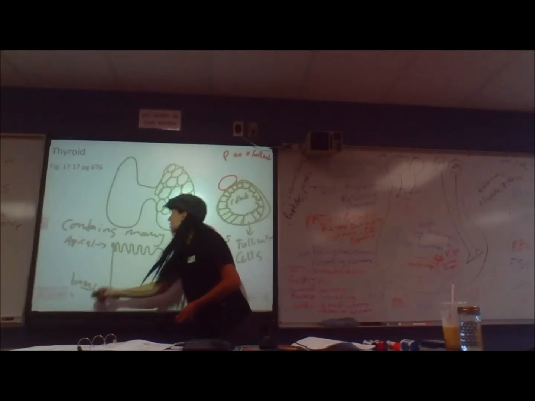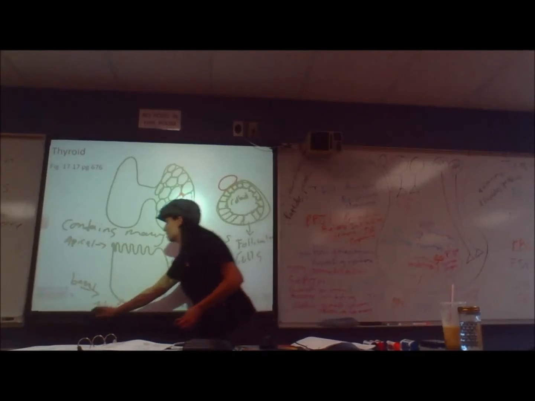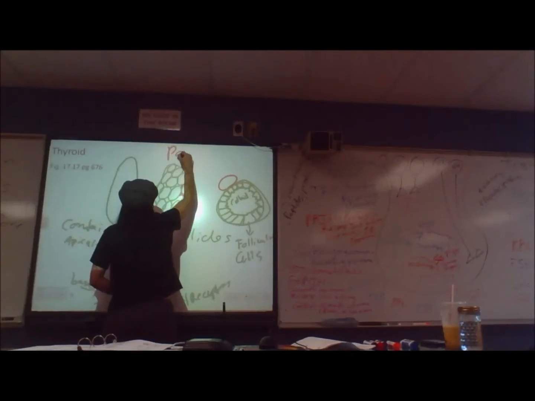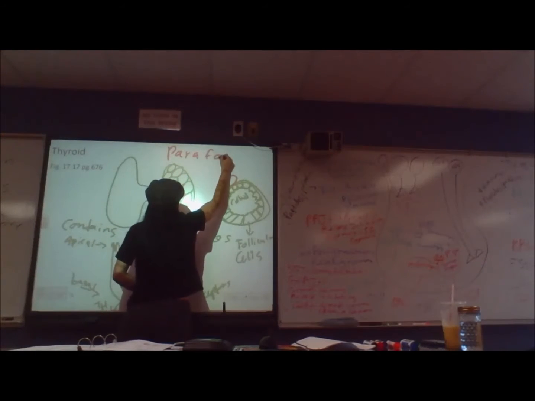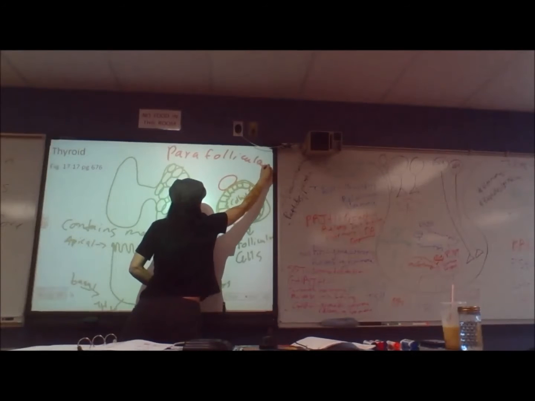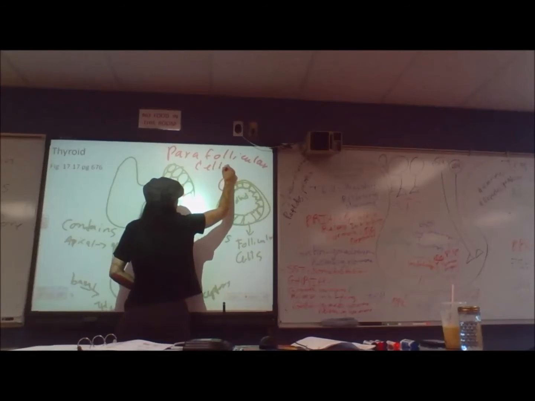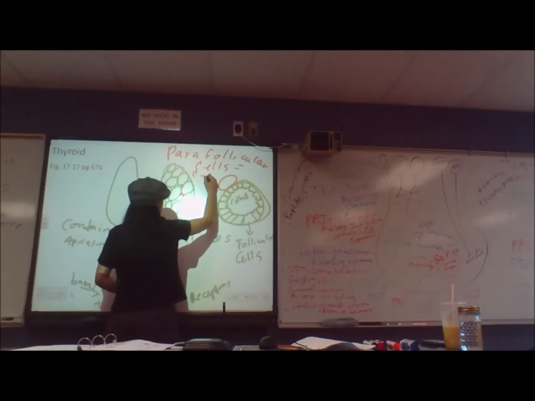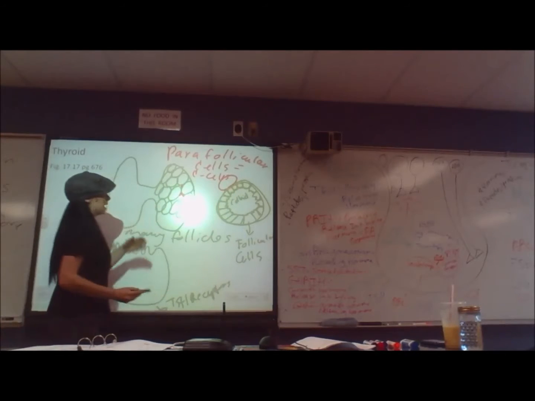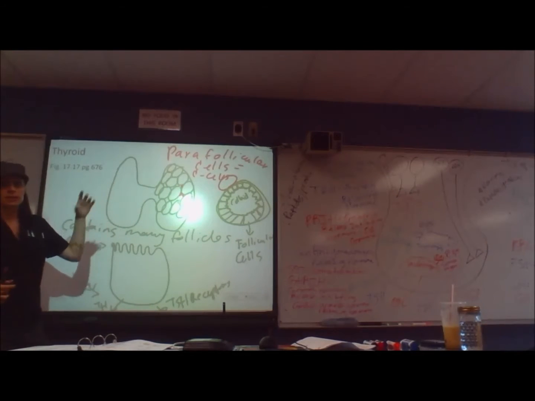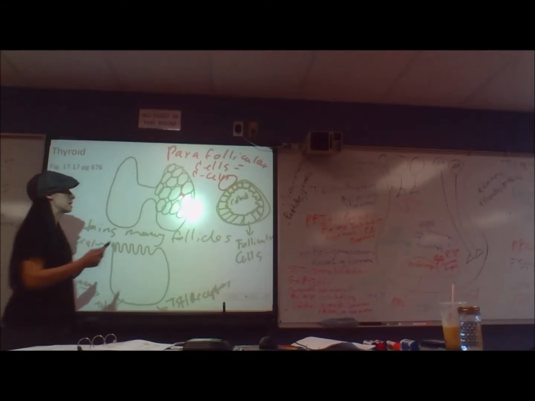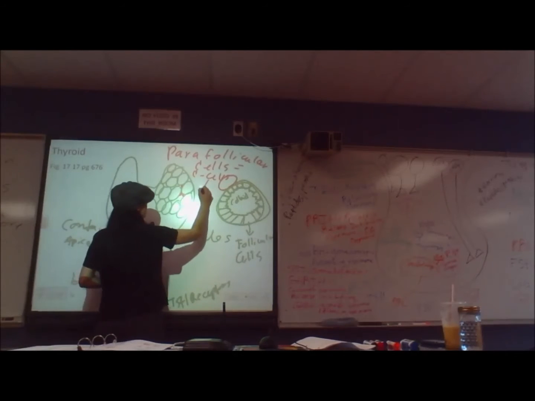Well, this side of the board is not right. Okay, there's para, which means near the follicle. Parafollicular cells, which are also called C cells. I kind of like the name C cells because it kind of tells you what they're doing. They're releasing the hormone calcitonin.